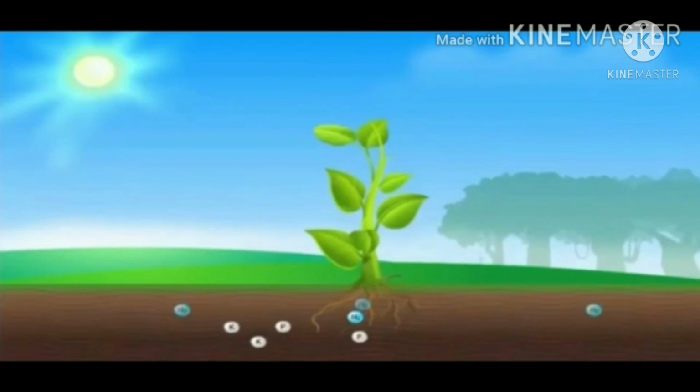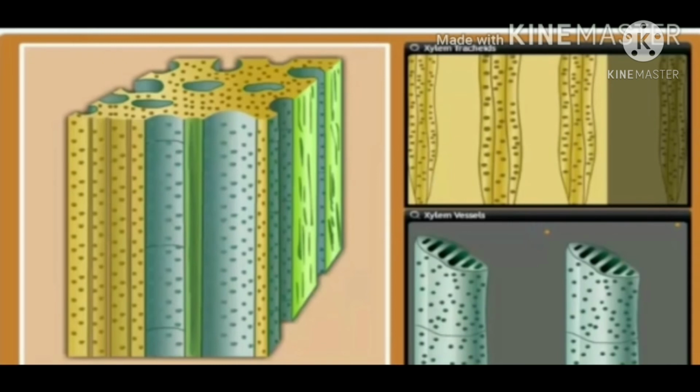You know, xylem is the conducting tissue which transports water in plants. Xylem consists of tracheids, vessels, xylem fiber and xylem parenchyma. See children, the vessels and tracheids of the roots, stem and leaves are interconnected to form a continuous system of water conducting channels reaching all parts of the plant.